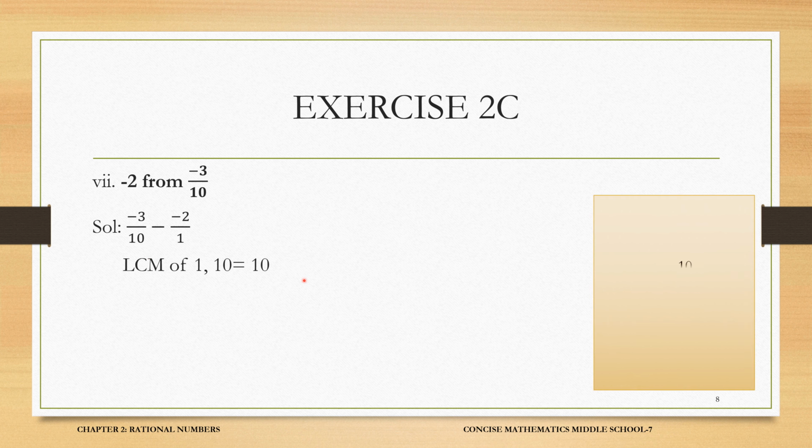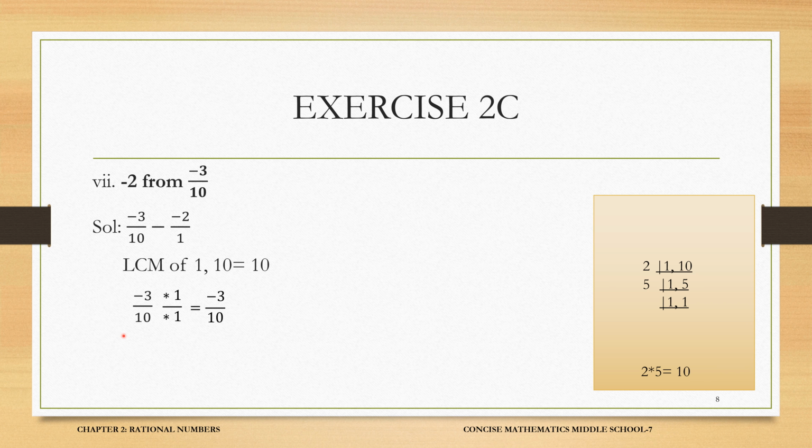In a rough work, you can do this. Just write down 1 and 10. Start dividing with the least number. 2 5s are 10. 5 1s are 5. So multiplying the prime factors, 5 2s is 10. Now we need to make the denominators equal. Just take the first rational number, that is minus 3 by 10, and this 10 should be multiplied with 1 because it is already 10. We don't need to make any change over there.